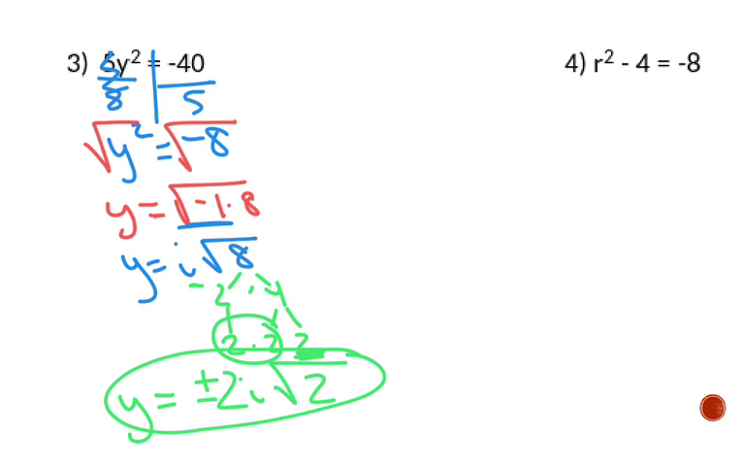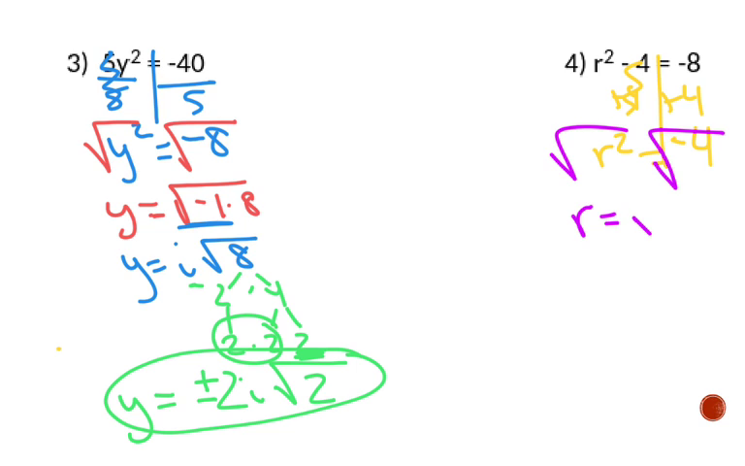Okay, so example 4, we have r squared minus 4 equals negative 8. So we'll add 4 to each side first. So we get r squared equals, so negative 8 plus 4 is negative 4. Now we want to get that r by itself. So we're going to take the square root here. So the square root of r squared, square root of negative 4. So the square root of r squared is r.